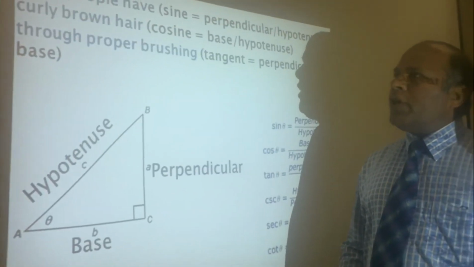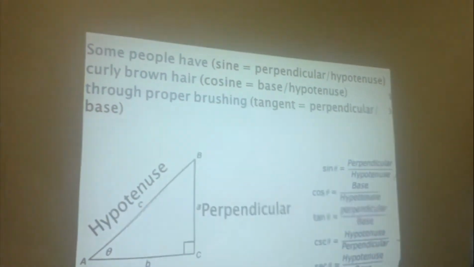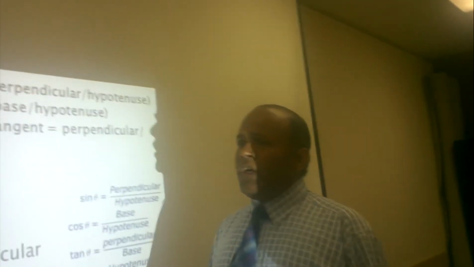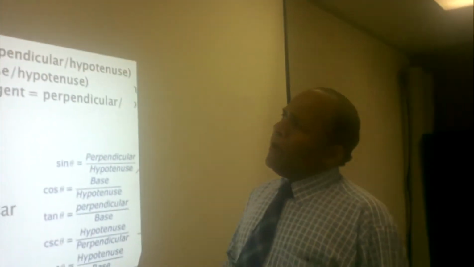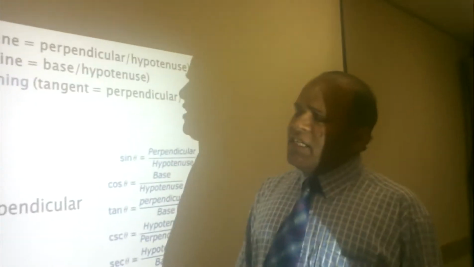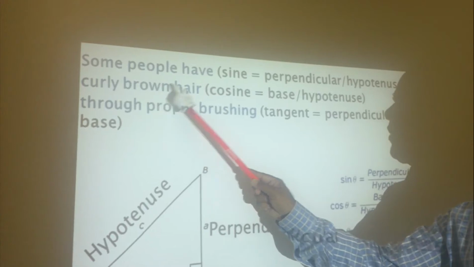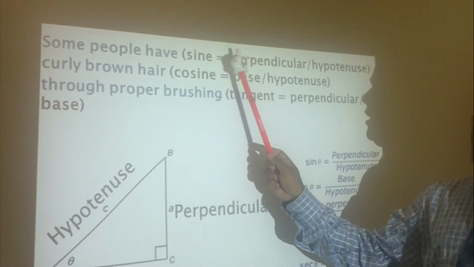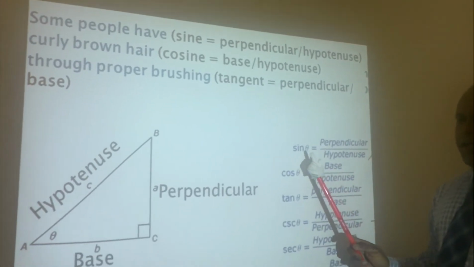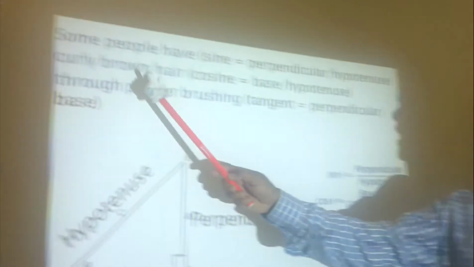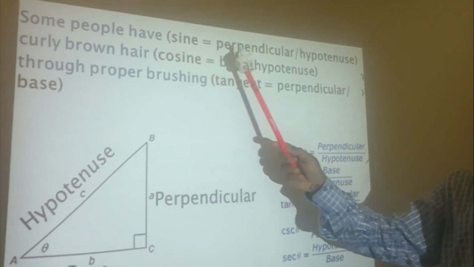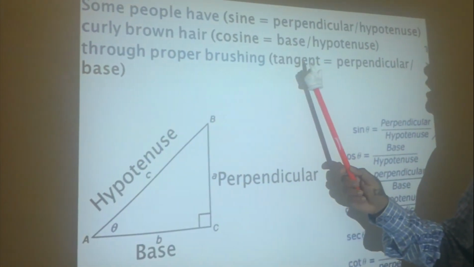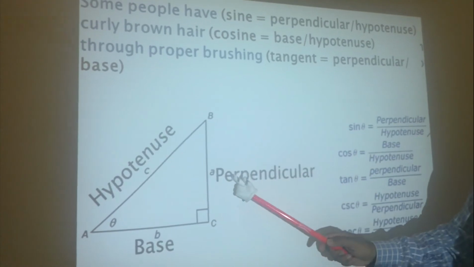So we can easily solve this problem with the help of this sentence: please excuse my dear Aunt Sally. Now we are going to the trigonometry section. Some students are very confused about how to memorize the trigonometry ratios, because a trigonometry ratio is the length of two sides divided. So we introduce a mnemonic sentence to understand easily: Some People Have Curly Brown Hair Through Proper Bushing. Some means sine, P means perpendicular, H means hypotenuse. So we get the ratio sine equals perpendicular over hypotenuse. The next one, Curly Brown Hair, means cosine equals base divided by hypotenuse. And the last one, Through Proper Bushing, means the tangent ratio, which is perpendicular divided by base.